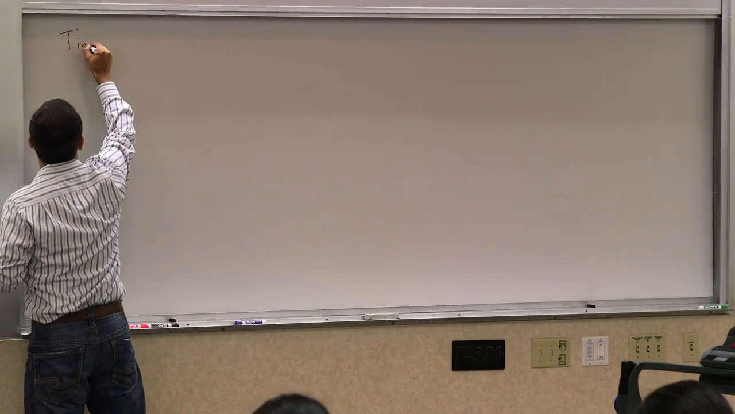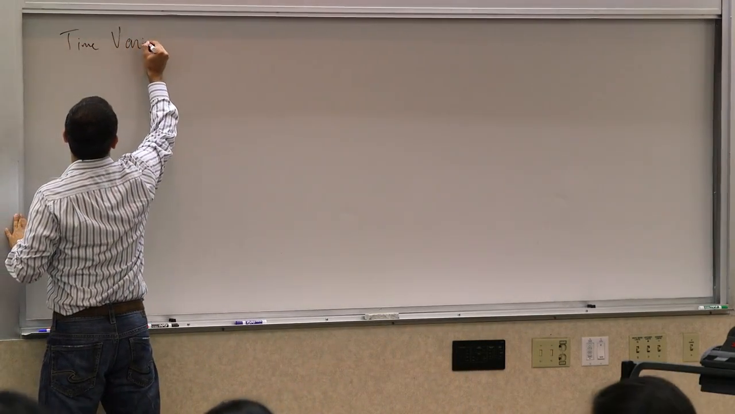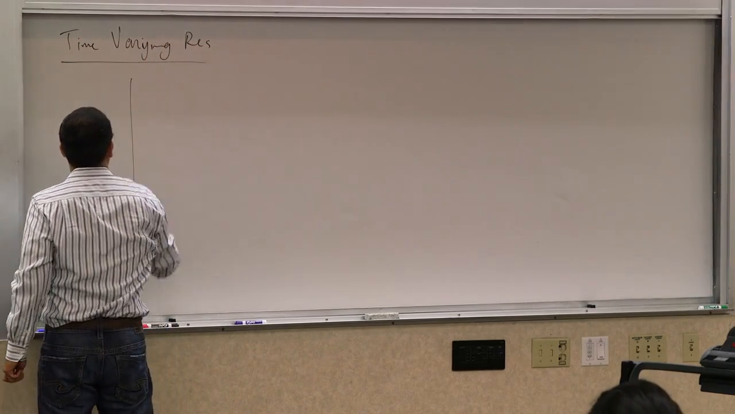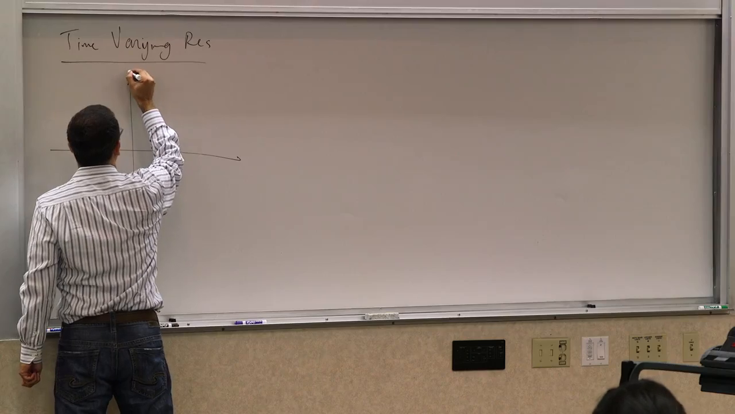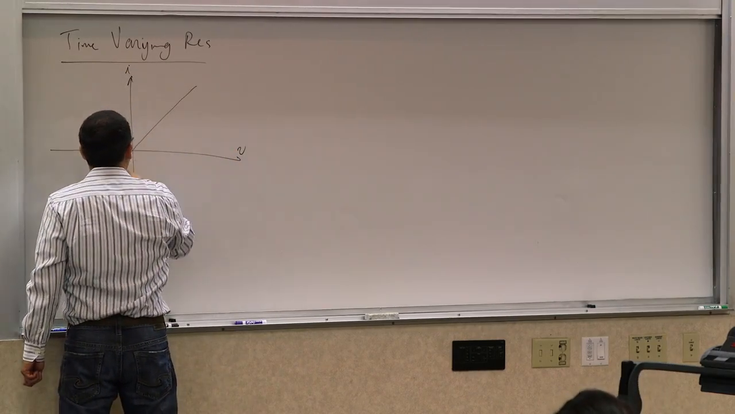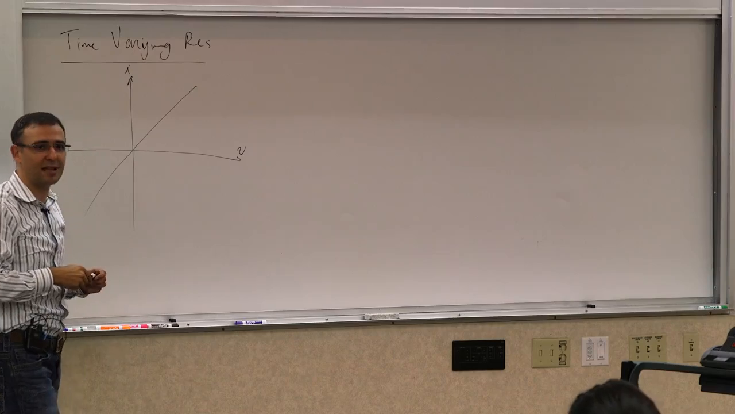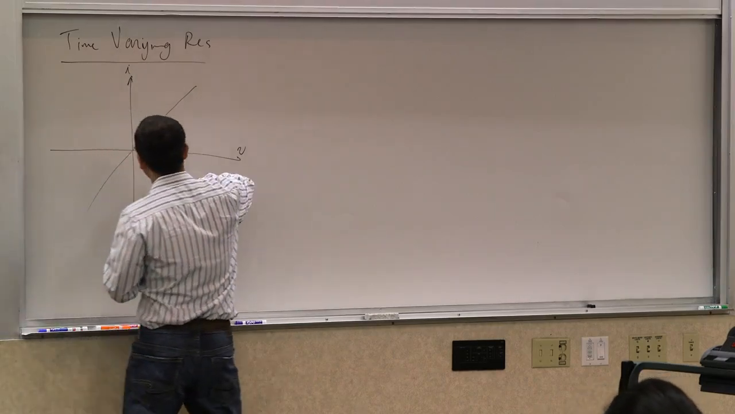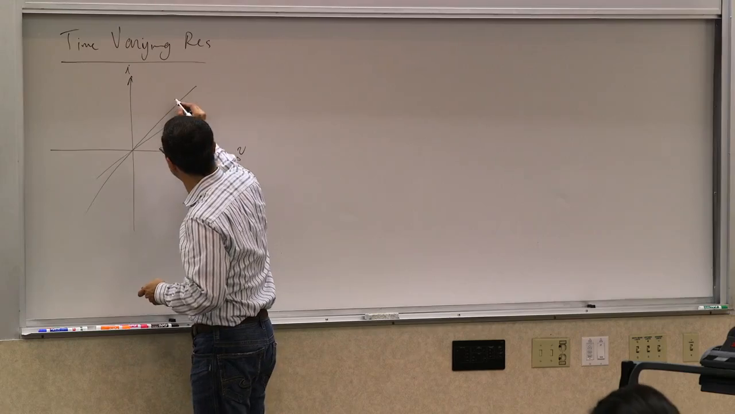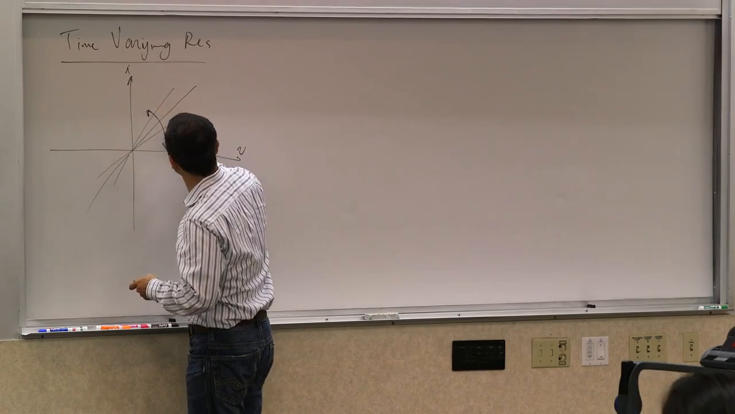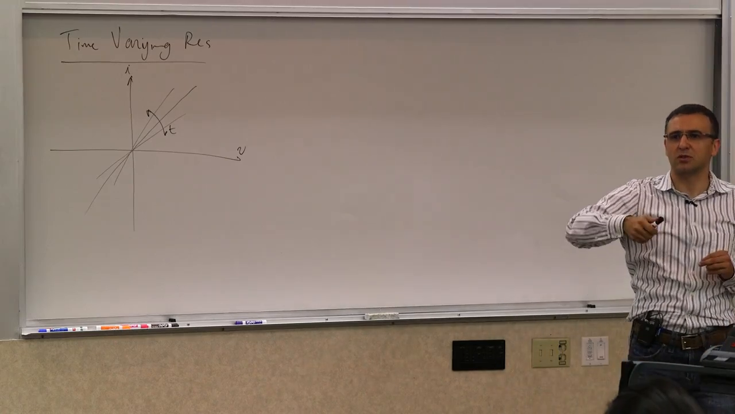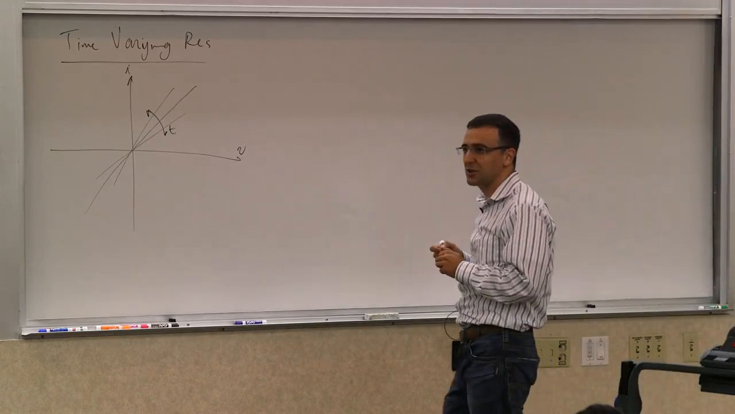So, a time-varying resistor or time-varying system. What does it mean in that IV curve? Let's say, for example, you can have a linear time-varying resistor. What does that mean? It means that the slope of this line is changing with time. So it can switch back and forth with time. How can you make something that changes with time, a resistor that changes with time?